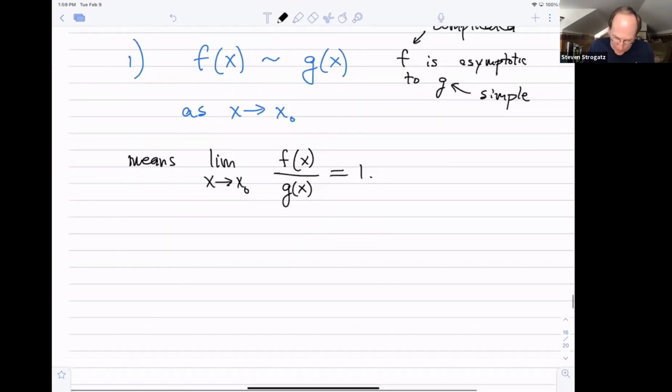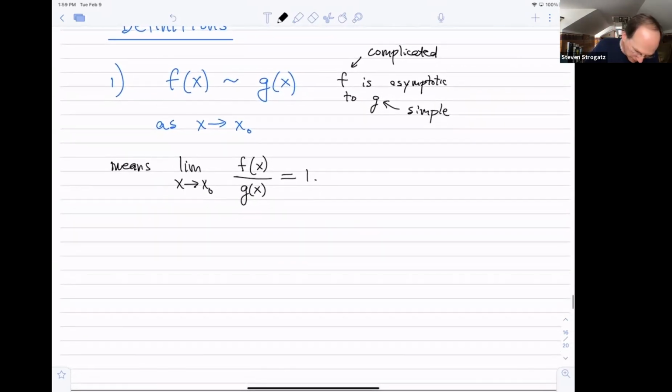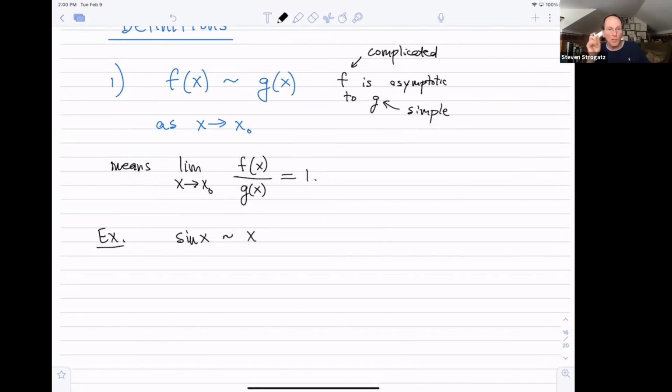As little examples of this, you probably know a bunch of examples. The classic one is the small angle approximation in physics, that sine of x is approximately x for small x. So what we would say here is that sine x is asymptotic to x as x approaches 0.